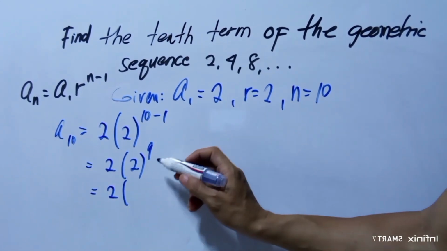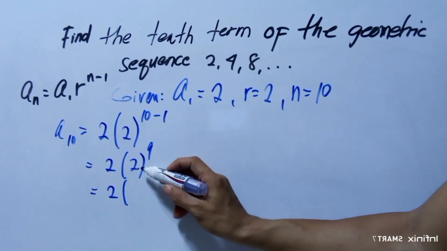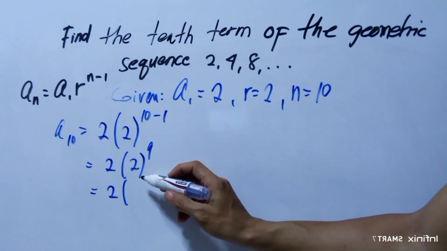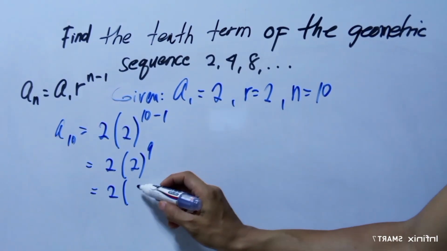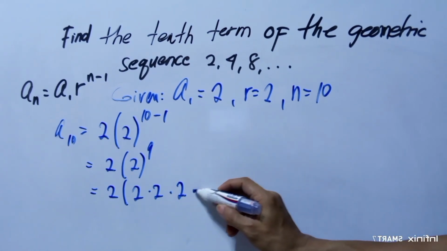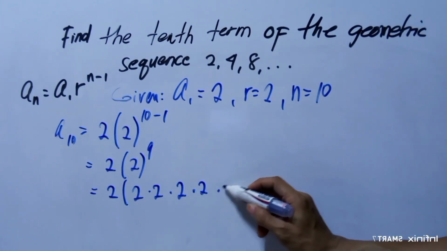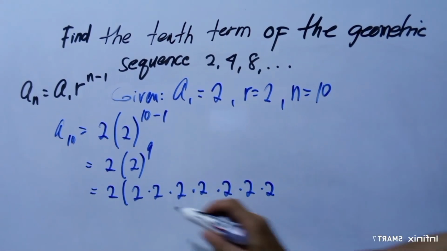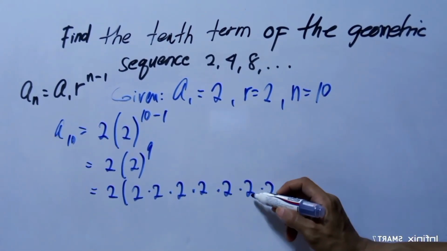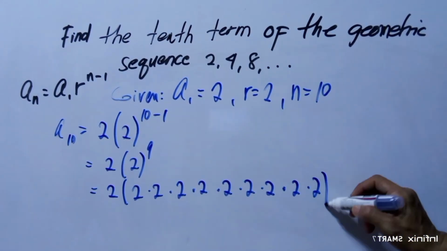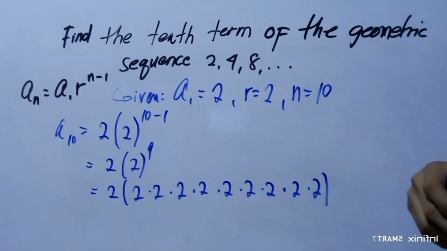So itong 2 raised to the power of 9, you have to multiply si 2 by 9 times. 2 times 2 times 2 times 2 times 2 times 2 times 2. Ilan na? 1, 2, 3, 4, 5, 6, 7. Kulang ng dalawa. Okay? Kasi 9 eh. 9 power.